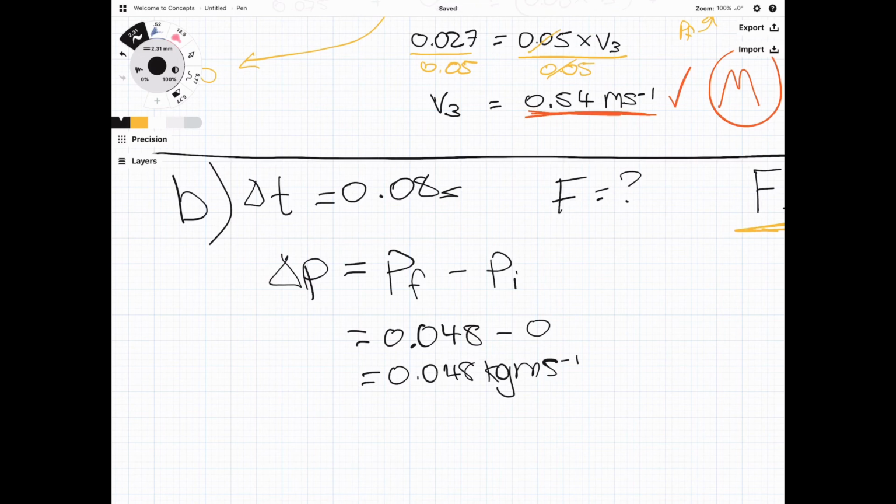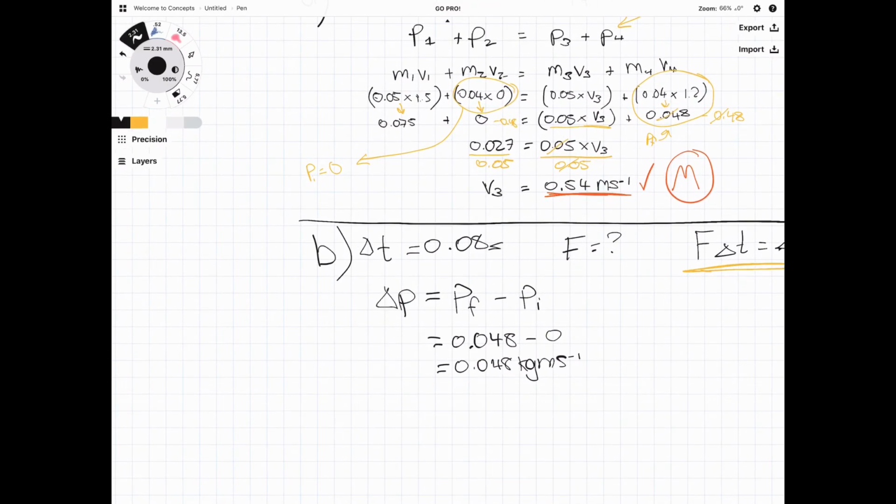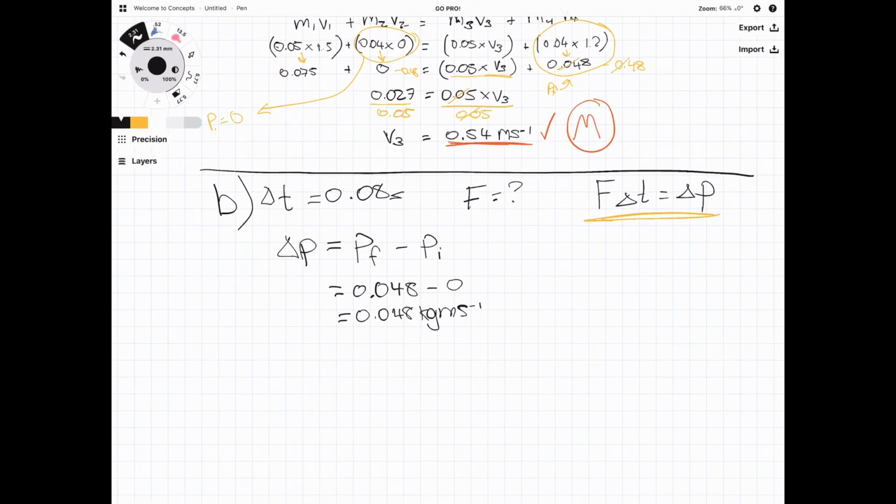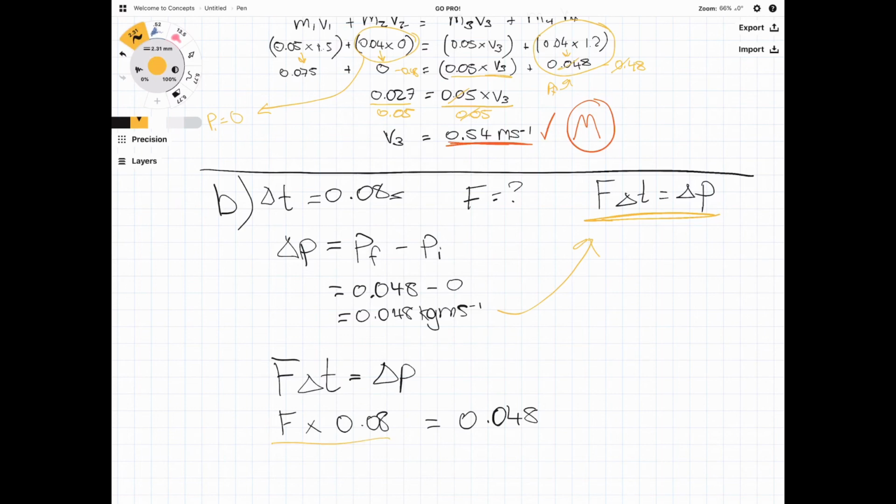Now we're almost there because our equation is very simple to use. Let's put some values into this equation over here, shall we? F delta T equals delta P. Force times 0.08, this is our time, equals our change of momentum, 0.048. Let's go ahead. I'm going to use my calculator. We're going to rearrange this. The time is multiplied on our left-hand side, so we need to divide both sides by 0.08.